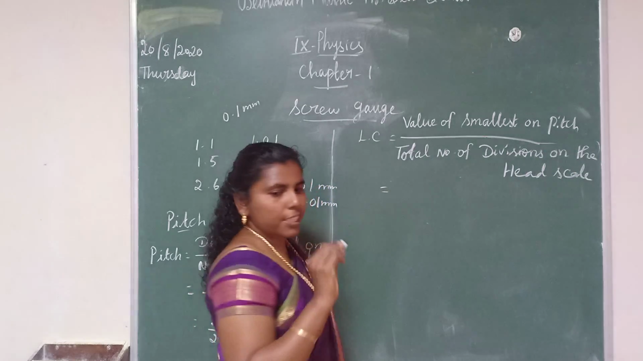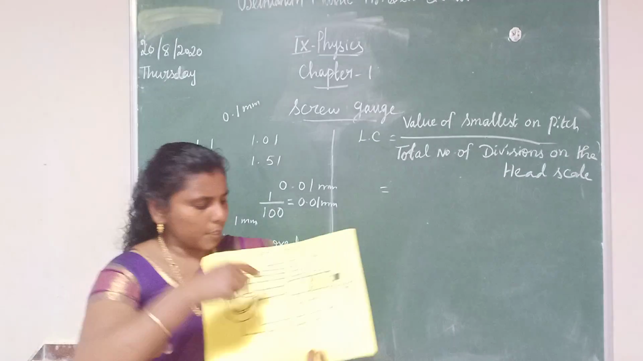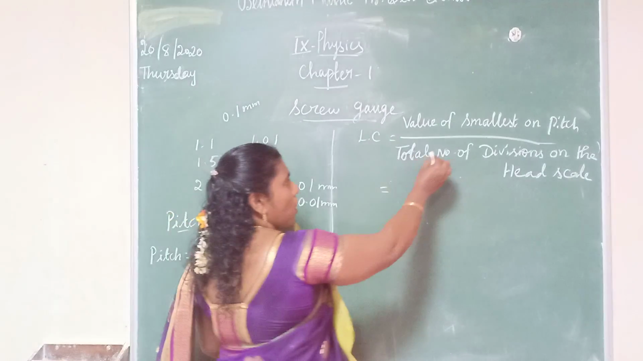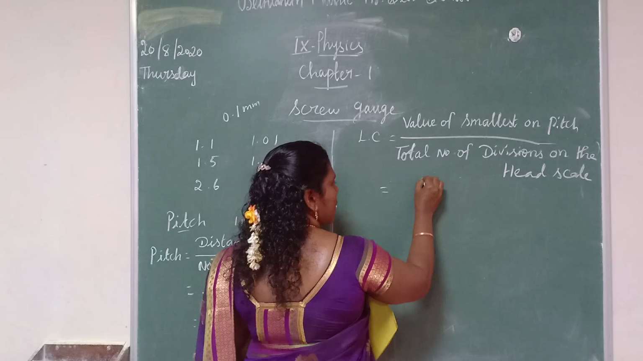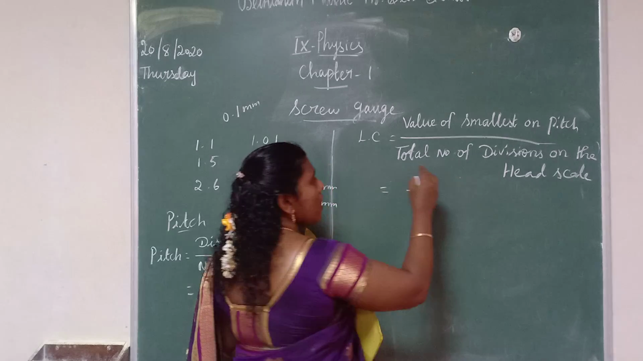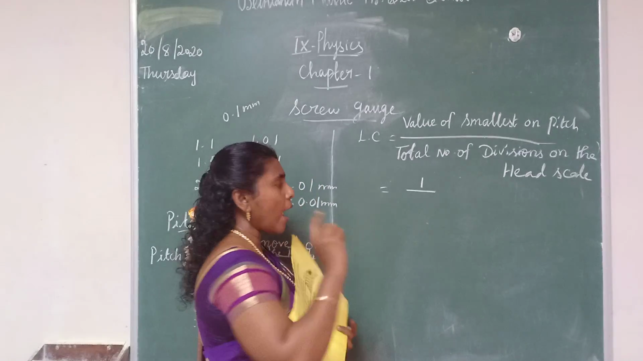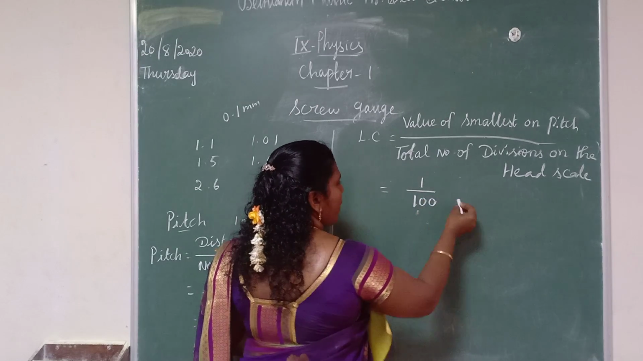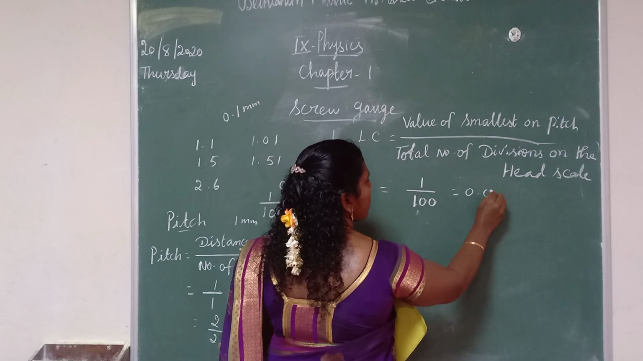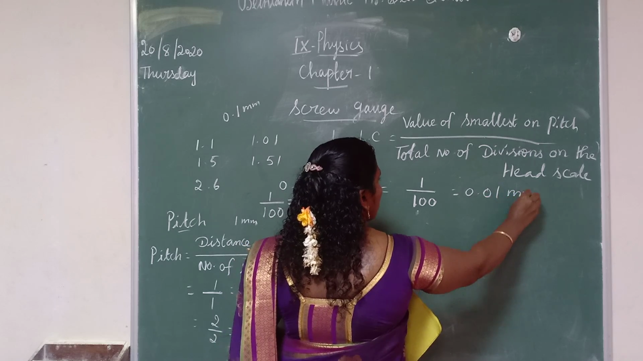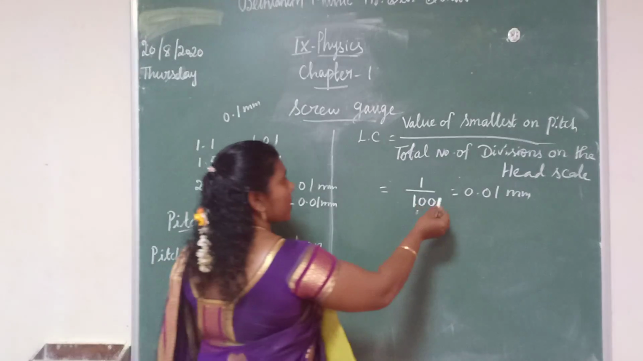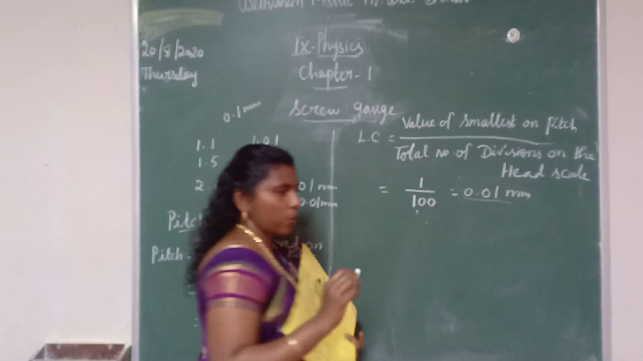So the smallest reading on the pitch scale is 1 millimeter. The value of the smallest division on the pitch scale is 1 divided by the number of divisions on the head scale, which is 100 divisions. So 1 divided by 100, the value is 0.01 millimeter.